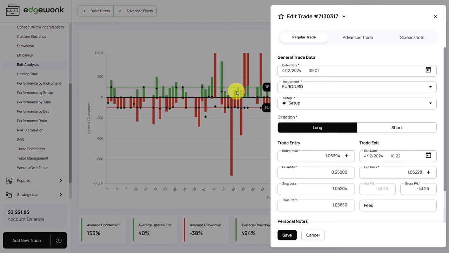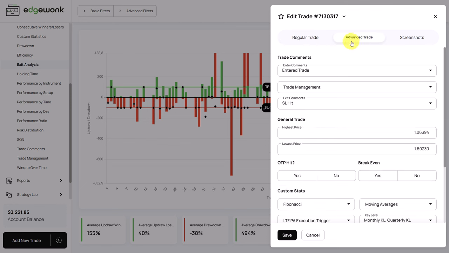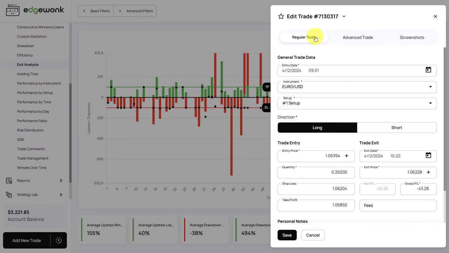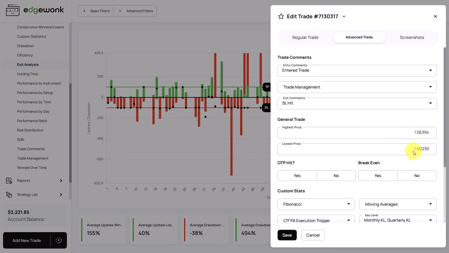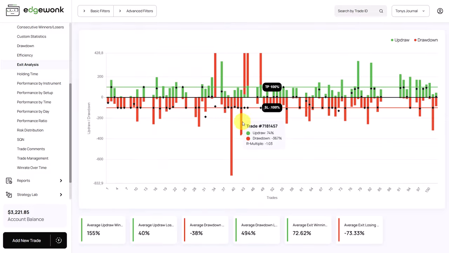The red and the green bars here are driven by the highest and the lowest price. The problem here is that he seems to have moved his decimal, or there was an error with the decimal. You can see here the entry was at 1.06, but the lowest price is here at 1.60. So it seems like he just missed here the zero after the decimal. This will then correct it.